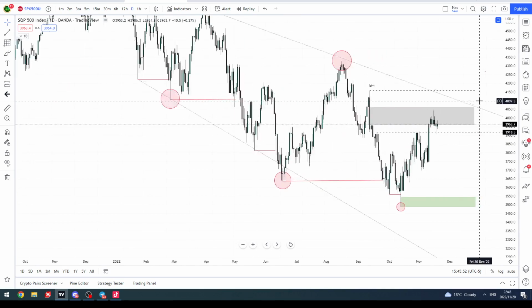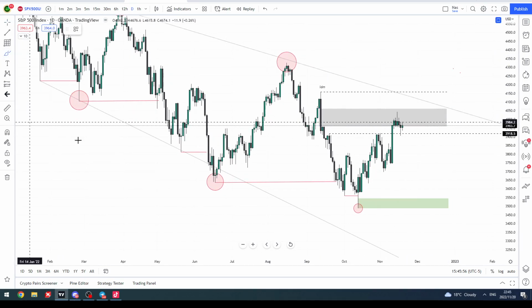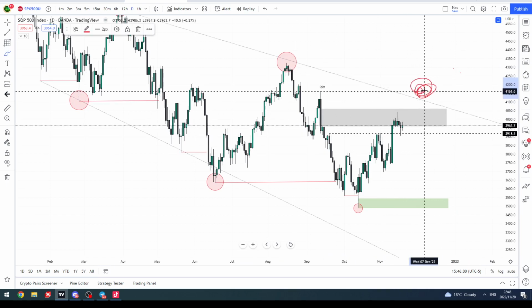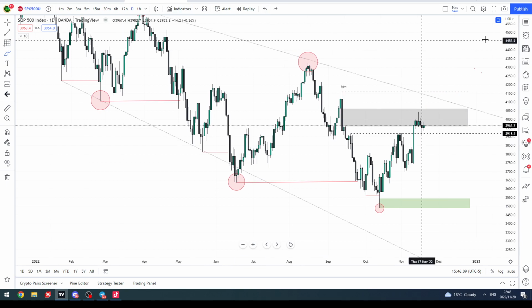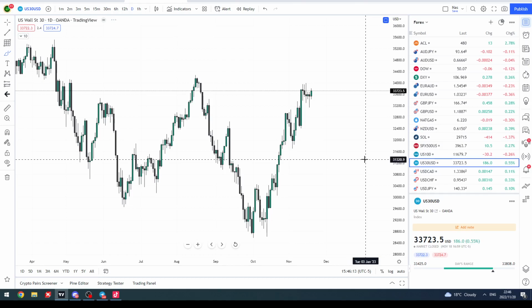No, right? Not cooked yet. Still has upside, so that would align with our NAS and US30 kind of play. We want to take the inducement liquidity above here and then roll over. So going back to US30, let's just try and frame this, because this is the pair that I actually trade.